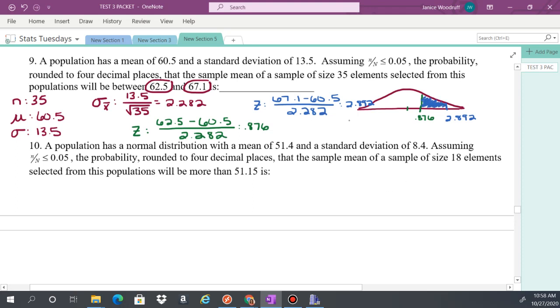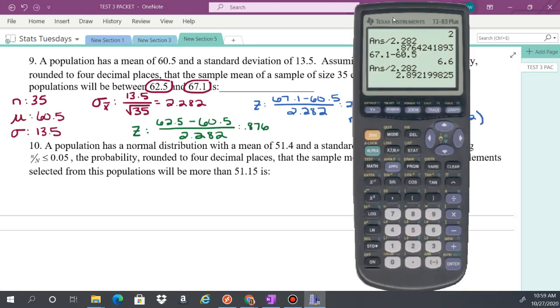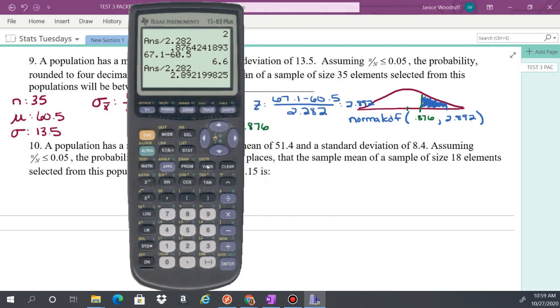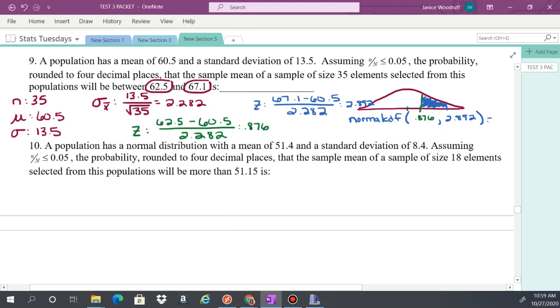So now we will just go normal CDF. Our lower limit will be this 0.876, and our upper limit 2.892. So second bars, normal CDF, 0.876, 2.892. We get 0.188, and we want 4 decimal places, so 0.1886. Put it below so we can see it.